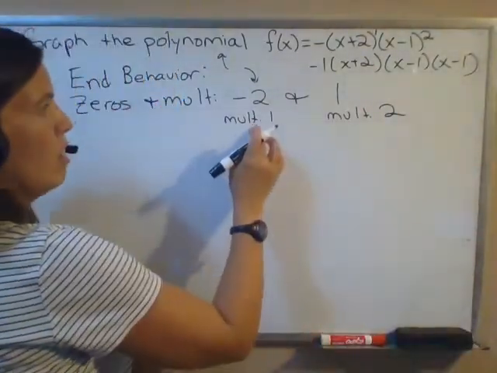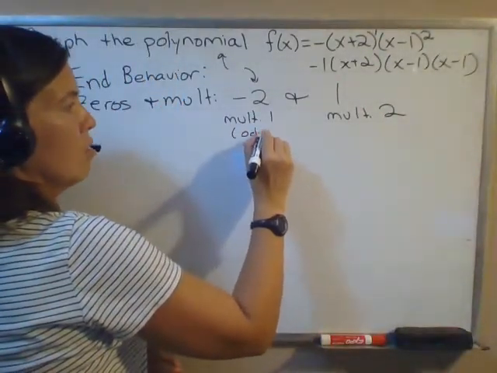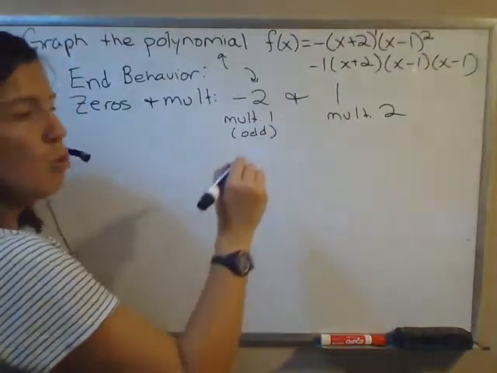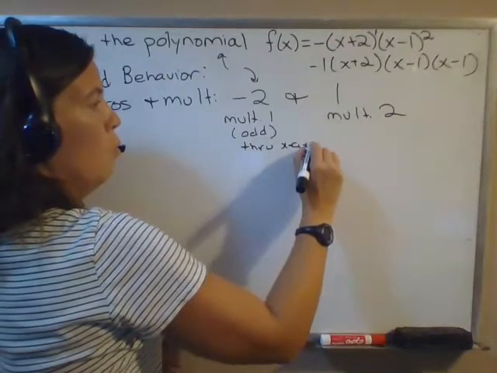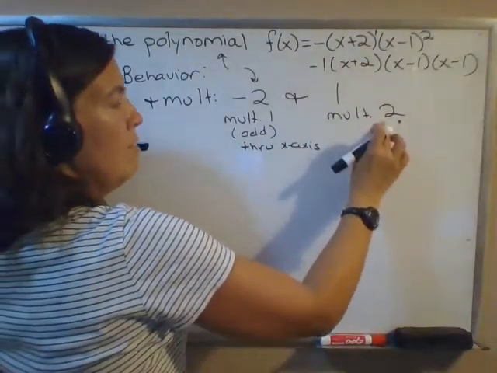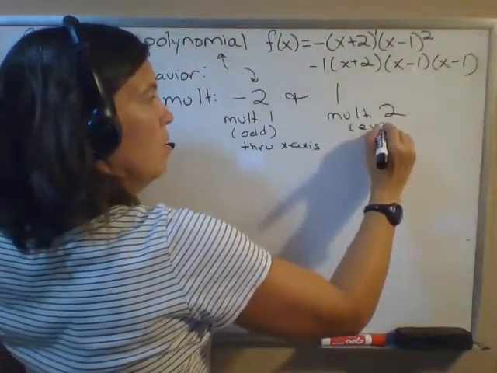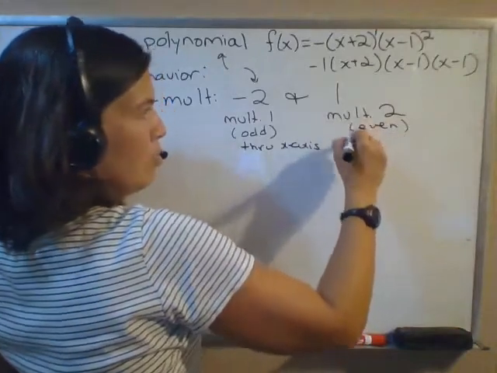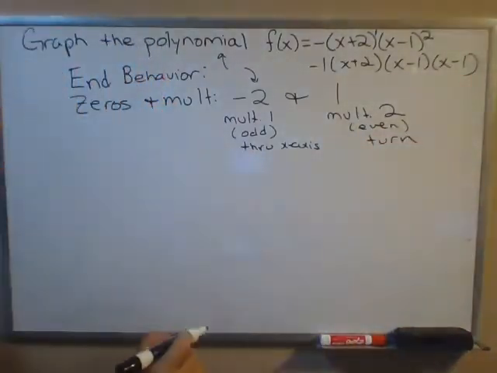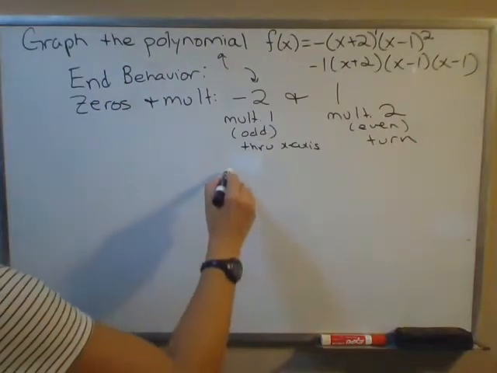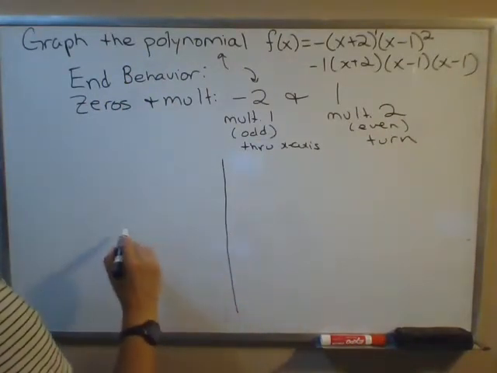When a 0 has odd multiplicity, like this one here, the graph is going to go through the x-axis. And when a 0 has even multiplicity, like this one here, then the graph will touch the x-axis and turn around. Okay, so now we're ready to graph this thing.